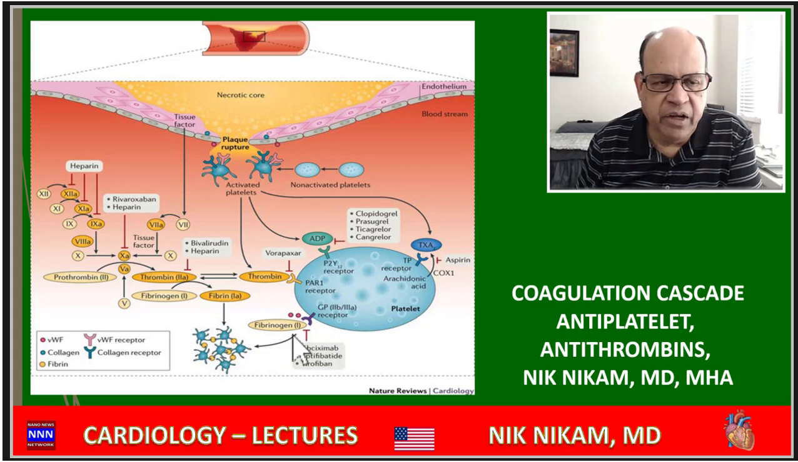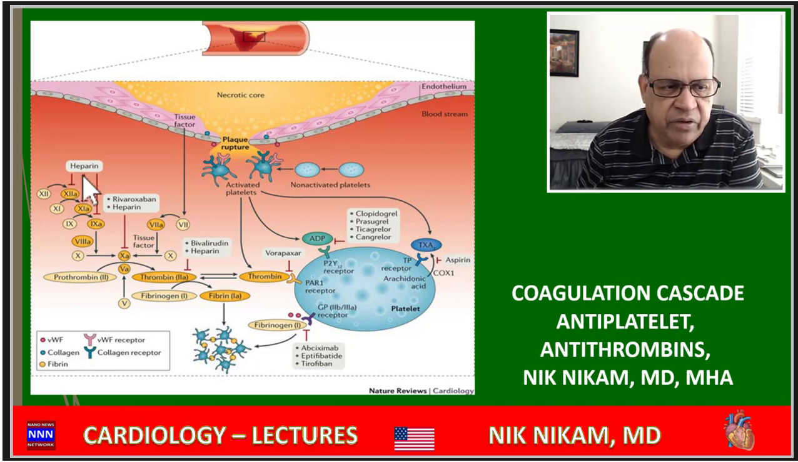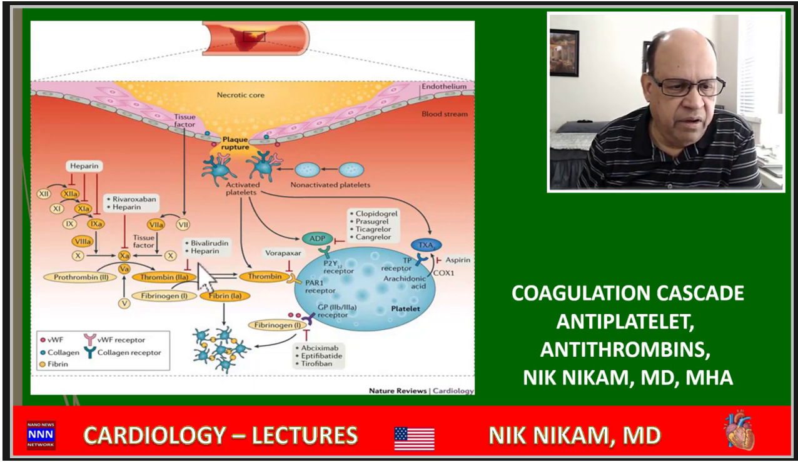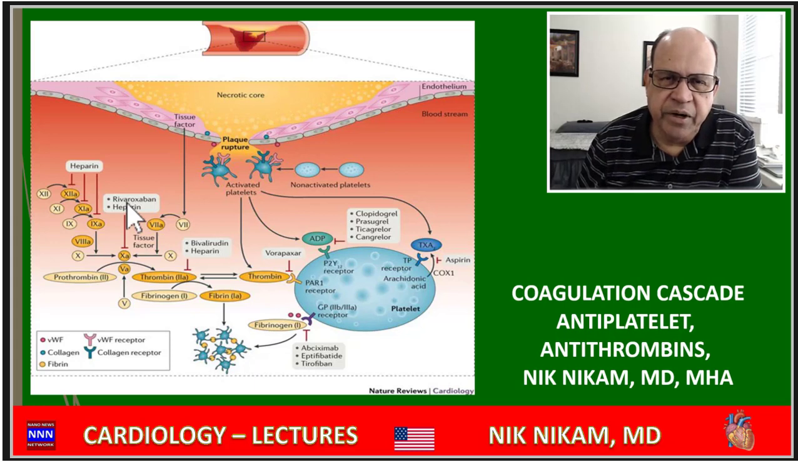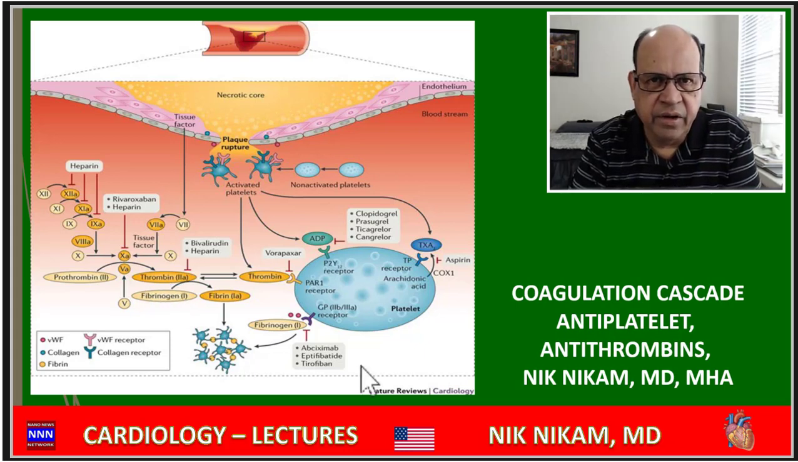Now, coming back to the intrinsic pathway, we have heparin, which acts at multiple levels, like factor 12A. It inhibits factor 11A, factor 9A. It also acts upon factor 2A. So heparin has blocking actions at multiple levels compared to rivaroxaban, which predominantly blocks factor 10A. Then we also have bivalirudin, which blocks factor 2A or thrombin. The coagulation cascade can be blocked.